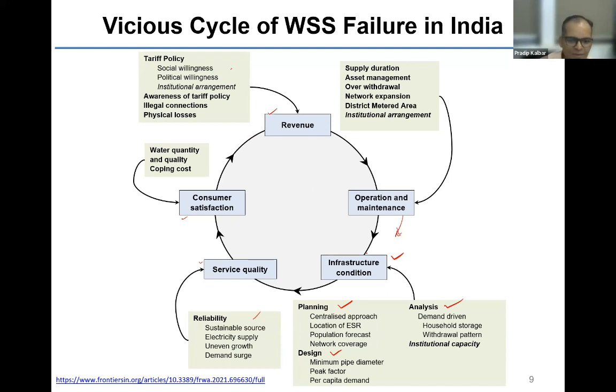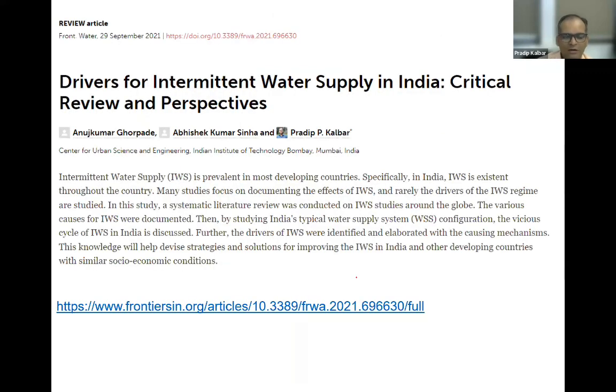No amount of new infrastructure helps if we keep pumping it in, and that has happened for the last 2-3 decades without looking at the problem holistically. We are just installing new pipelines, tanks, pumps and motors. That has not resulted in a good outcome. And we are trapped in this particular vicious cycle of the water supply system. So we'll see how to approach this problem when we are stuck with such complexity. We have documented all these drivers of intermittent water supply. This is an open source paper, so anybody can read it.